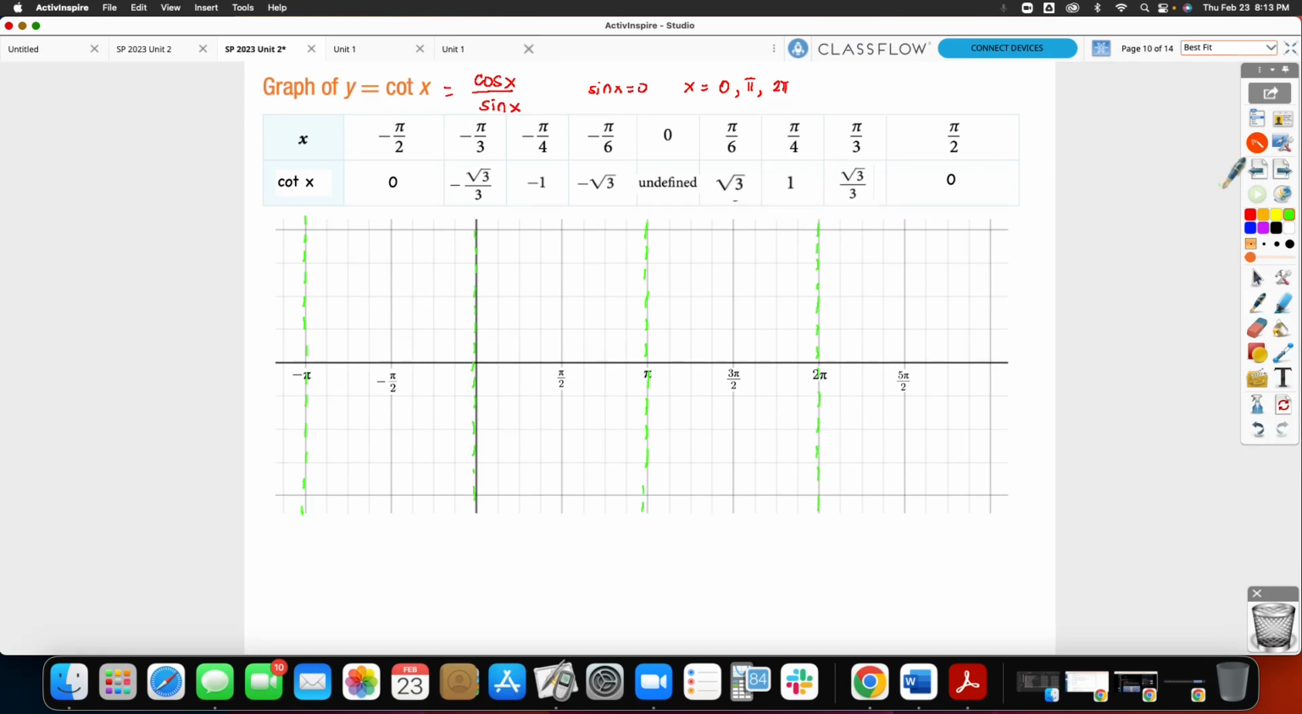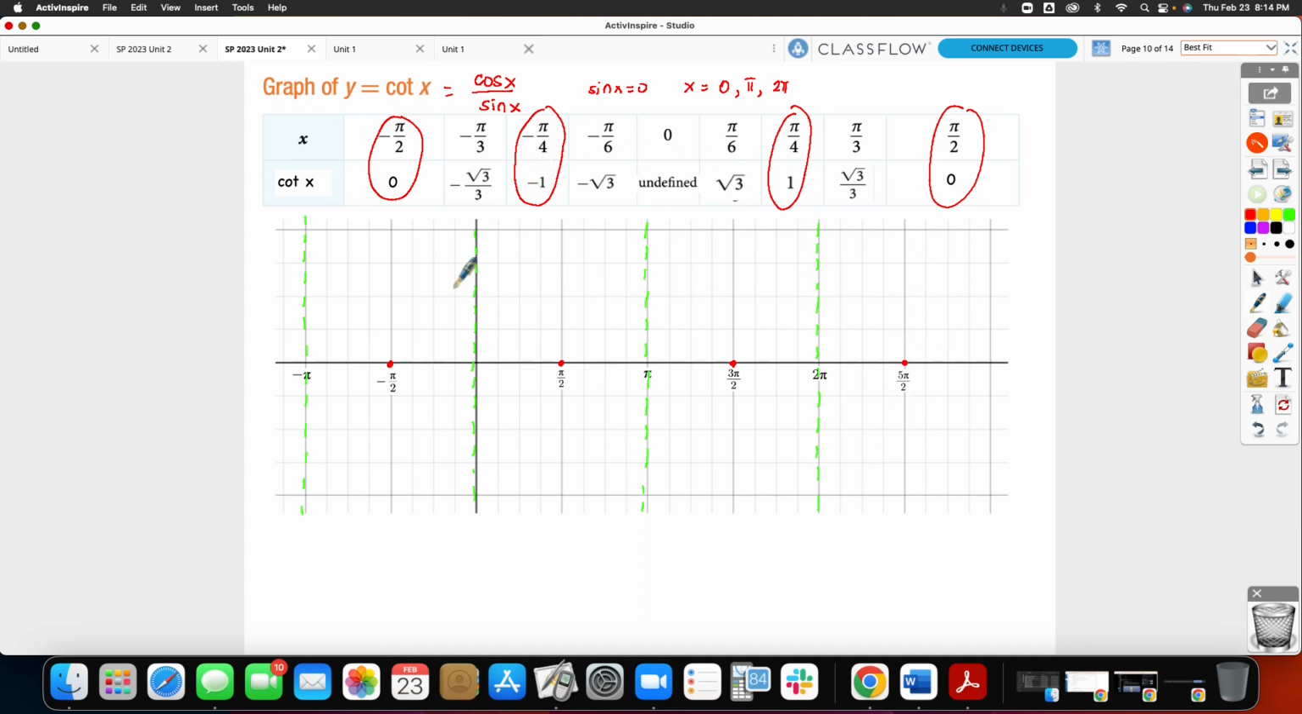Okay, so we are going to plot these points. When x is negative pi over 2, your y is 0. And it's repeated over here. Remember, cotangent is periodic as well. It's repeated over here and it's repeated over here.